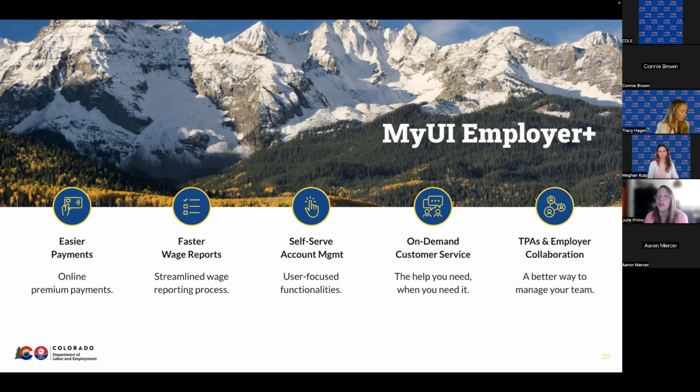Self-service account management, really user-focused functionalities on that employer homepage. There are a lot of options and a lot of different information that you'll be able to have at your fingertips to access and see. On-demand customer service, my favorite, the contact us. So the help you need when you need it. And then the last one, TPAs and employer collaboration. So a better way to manage your team, giving the TPAs the access that they need without having the TPA own your employer account, so that they can still do the business for you, but you can also have the access to your account and be able to see everything in there.